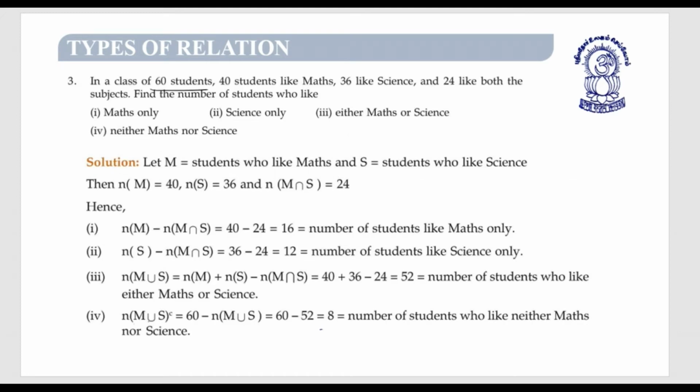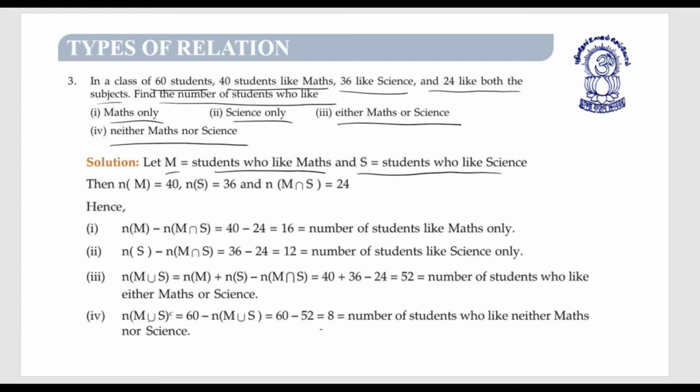In a class of 62 students, 40 students like maths, 36 like science and 24 like both the subjects. Find the number of students who like maths only, science only, either maths or science, or neither maths nor science. Let M be the students who like maths and S the students who like science. n(M) = 40, n(S) = 36, and n(M intersect S) = 24.